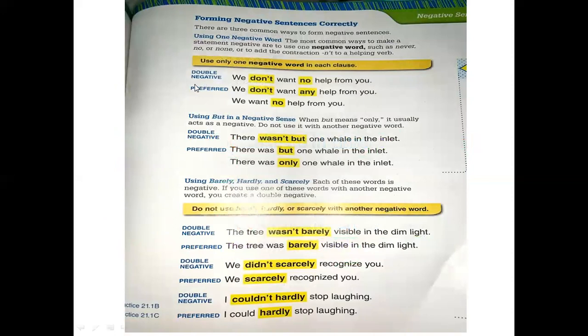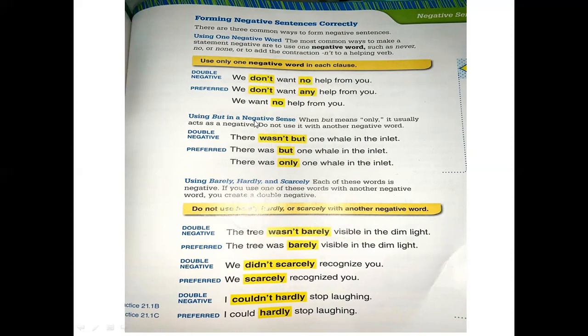Forming negative sentences correctly. There are three common ways to form negative sentences using one negative word. So you will just use one. For example, if there's a sentence, "We don't want no help from you," it would be changed in two ways. Either we keep this negative or we keep this negative. If I'm removing this negative, which is "no," I would replace it with "any," as I told you before. "We don't want any help from you," or we can simply say, "We want no help from you."